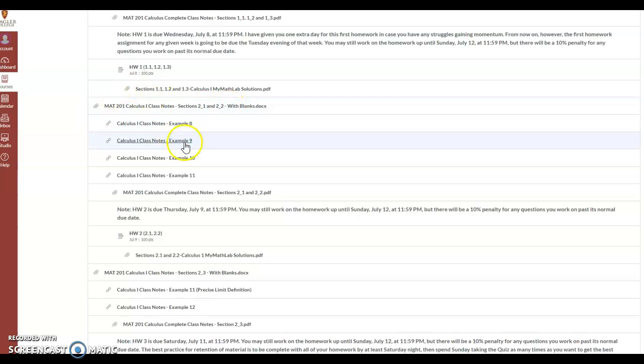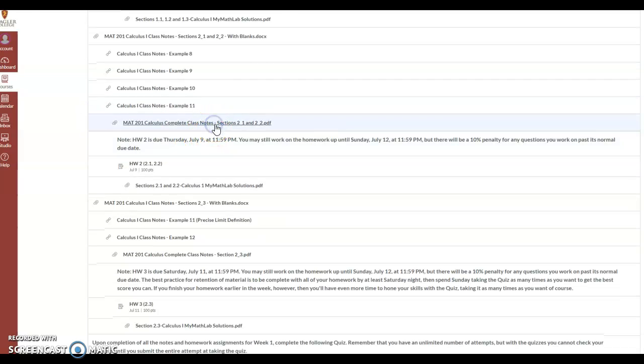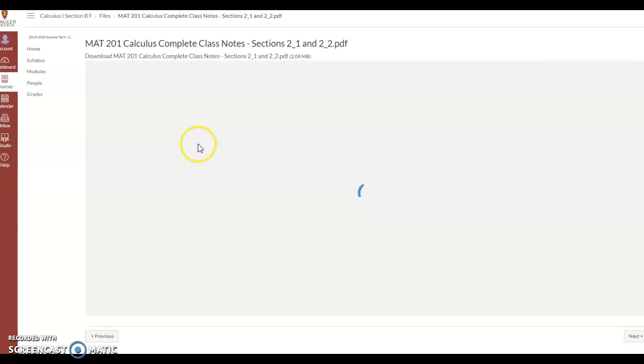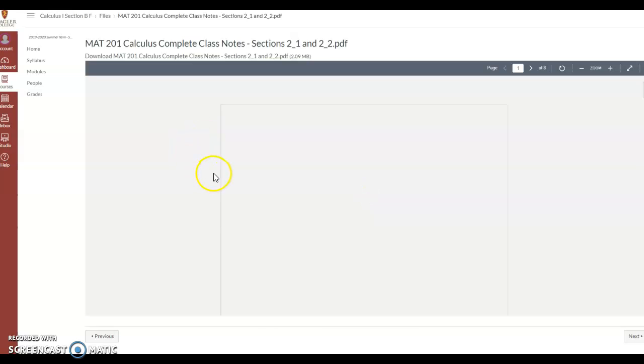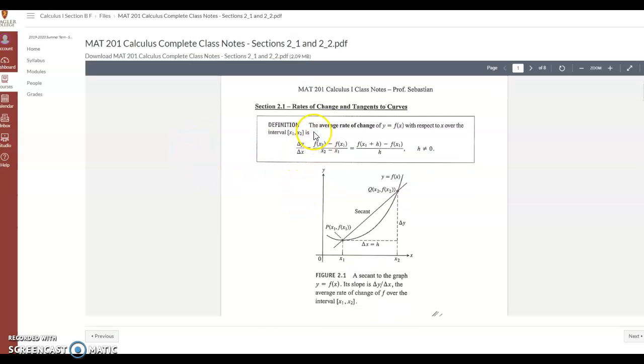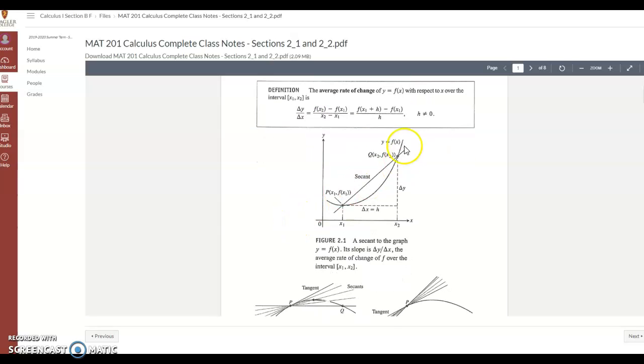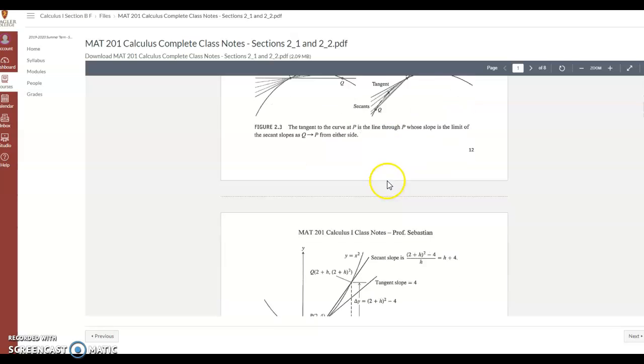Sections 2.1 and 2.2 are the next set, for the second homework. And again, what are we talking about? In this section, we're talking about rates of change and tangent lines to curves. We use the average rate of change here. Notice this basically is the slope of the line, right? Change in y over change in x. We can use different notation and call it f of x1 plus h, where h is a little bit of a distance from x1. So it's the same idea, the same formula. Now I'll walk you through that.